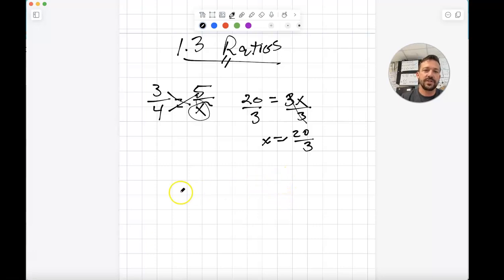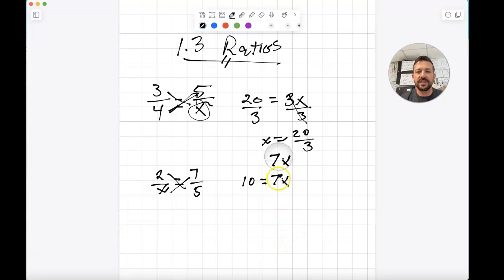Okay? Let's do another one. Let's put the x somewhere else. Let's put the x on the bottom here. So let's go 2 over x equals 7 over 5. Okay? Now cross multiply. I did it before I went from 4 to 5. Let's do it different. Let's do it like that. So 2 times 5 is 10 equals 7 times x. And then you got to solve for x, right? So I got to get rid of this 7, so I'm going to divide by 7. And that's going to be my answer because the 7s canceled. So x equals 10 over 7.